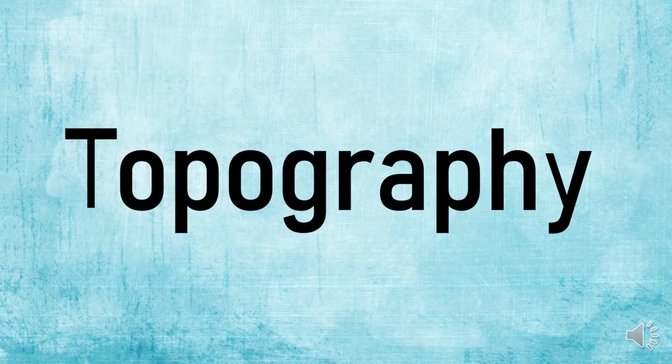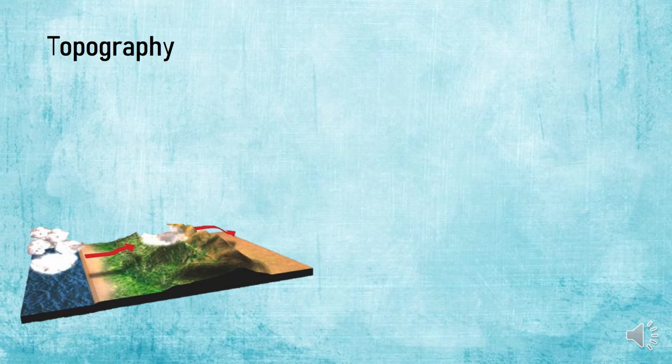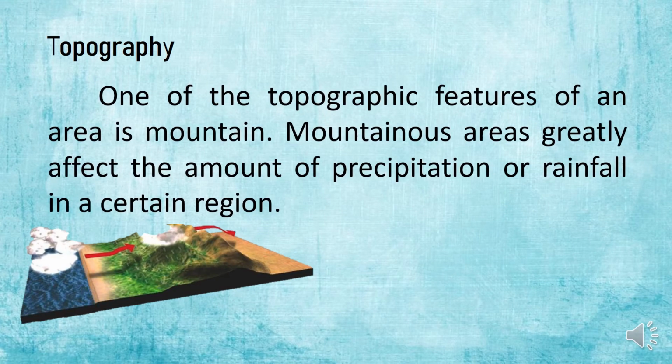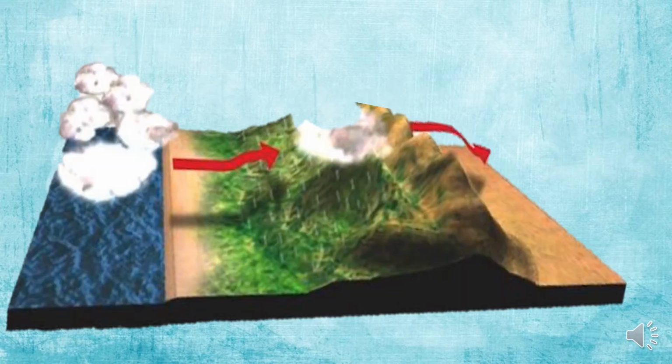This factor affecting the climate of an area is what we call topography. One of the topographic features of an area is a mountain. Mountainous areas greatly affect the amount of precipitation or rainfall in a certain region. The diagram shows the windward and the leeward side of the mountain.